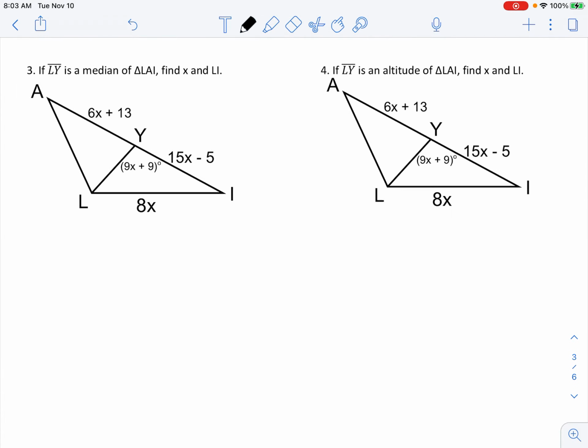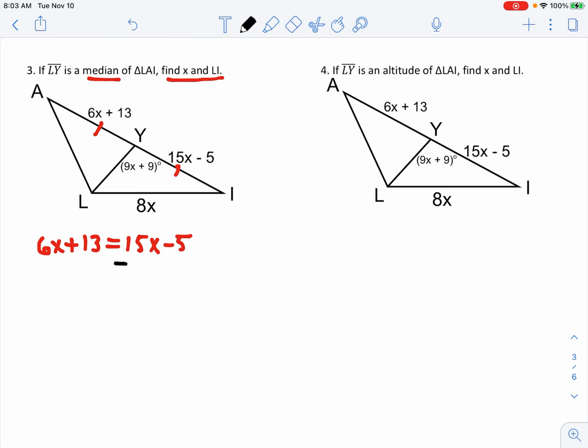Here we go. Let's do another one. It's a median. All right, median, we know that it hits and splits it into two equal parts, so I can put my tick marks. It wants us to find x and then find Li. So first we'll solve it for x, and then we'll go back and plug it in. The tick marks have to be equal. So 6x plus 13 equals 15x minus 5. All right, we're going to go ahead and solve this.